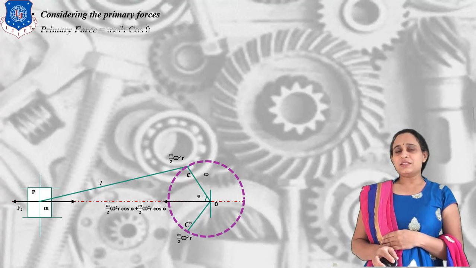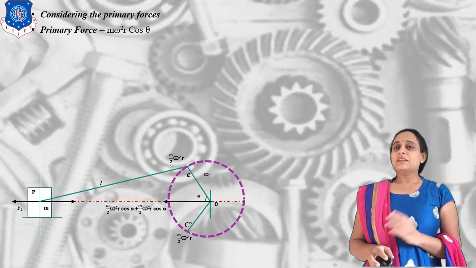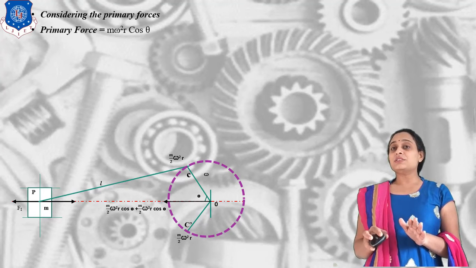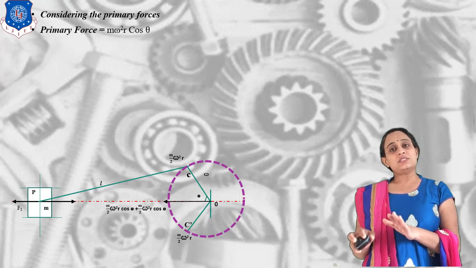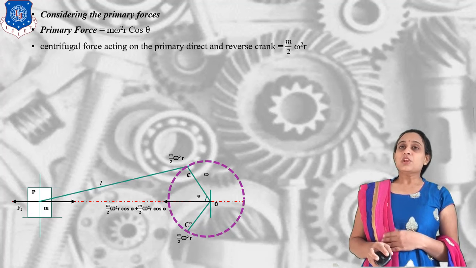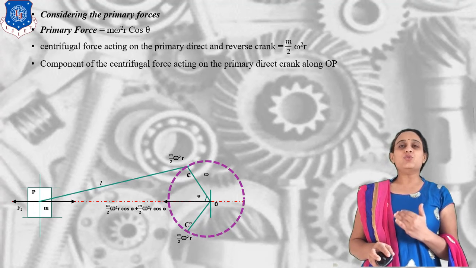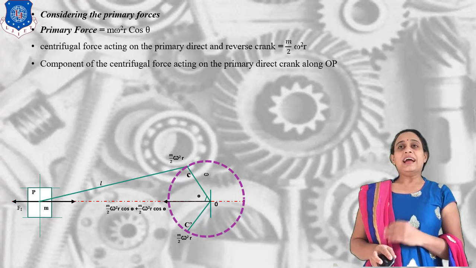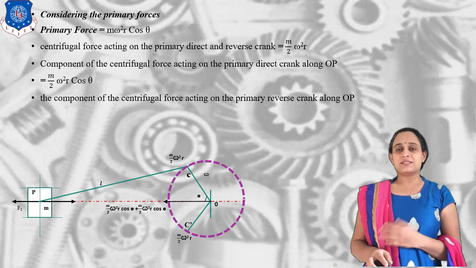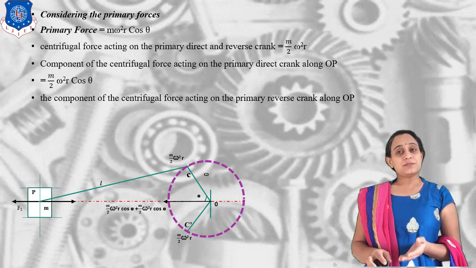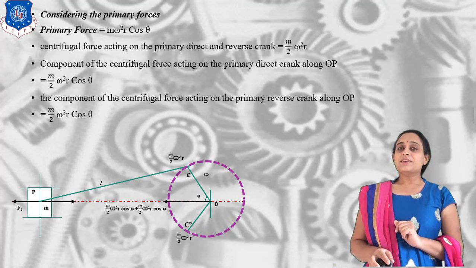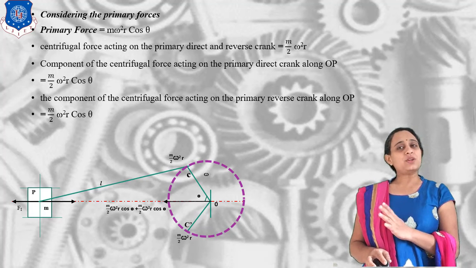Now let us solve this equation. For our case, for the primary forces, we are considering the standard primary unbalanced force. It is m omega square r cos theta. Now, if we are considering direct and reverse crank, then for the direct crank, it is m by 2 omega square r, the force, and along the OP it is m by 2 omega square r cos theta, as we have already discussed. Now, for the reverse crank, which is OC dash, and along the OP, what is the reverse crank value? Yes, it is m by 2 omega square r cos theta.